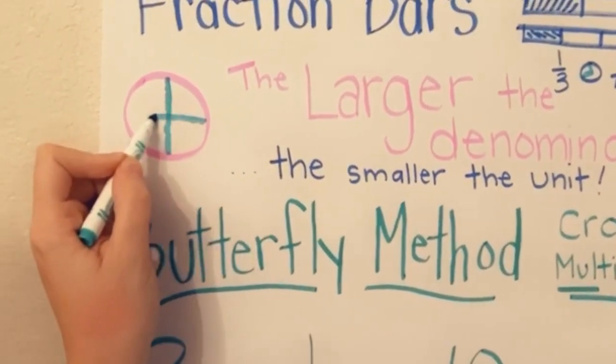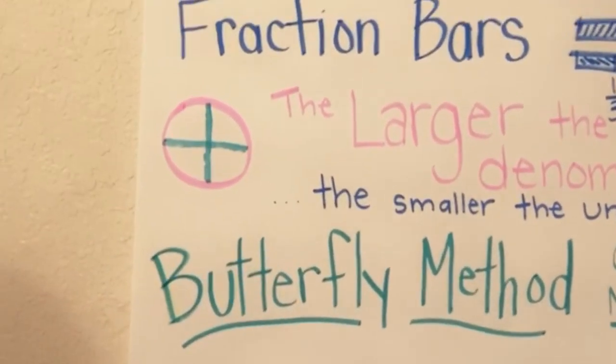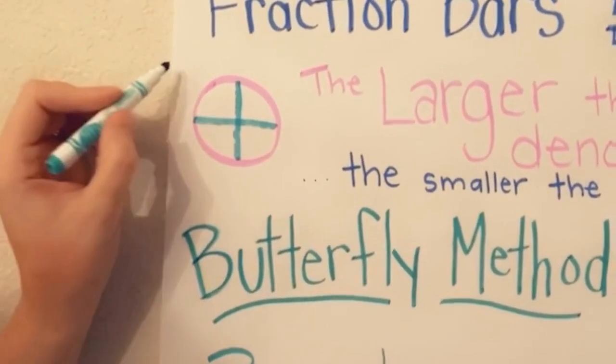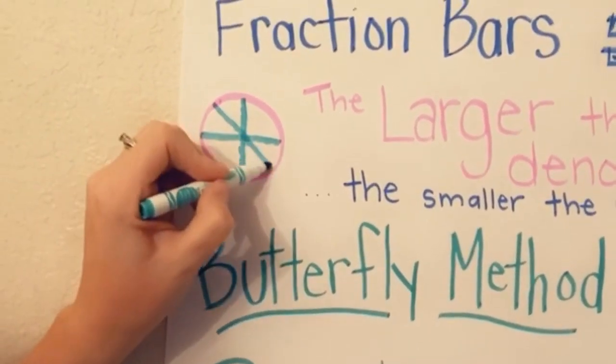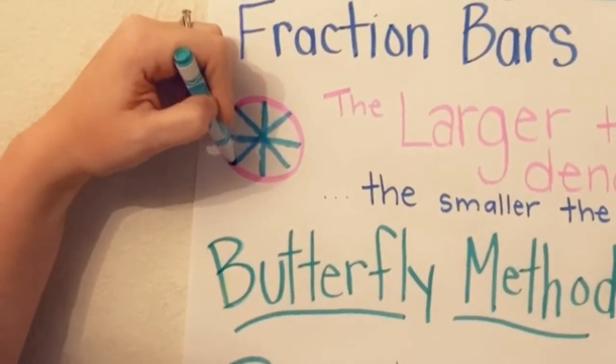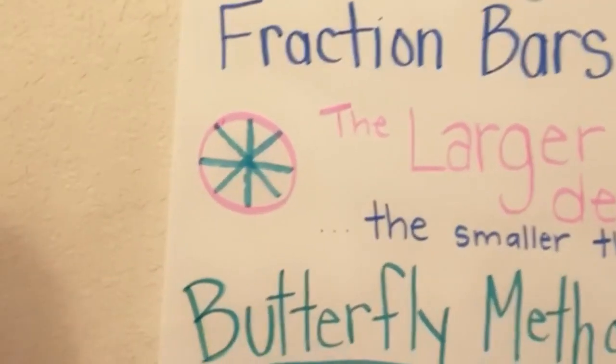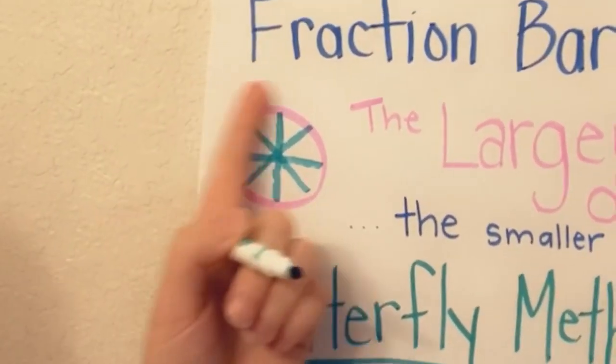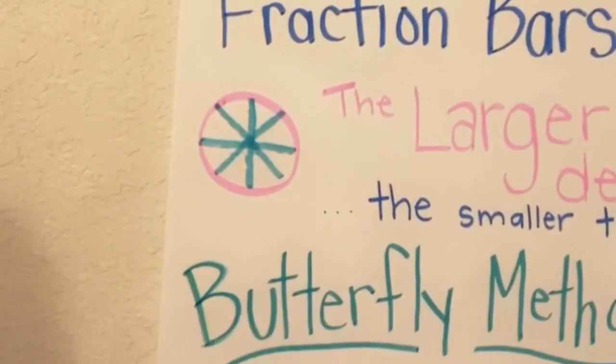And if I share it with 2 more friends, we're each going to get a smaller piece of that pie, a smaller unit. And I can keep dividing it, and you'll see each time I do it, the piece gets smaller. So the unit gets smaller as the denominator gets bigger.